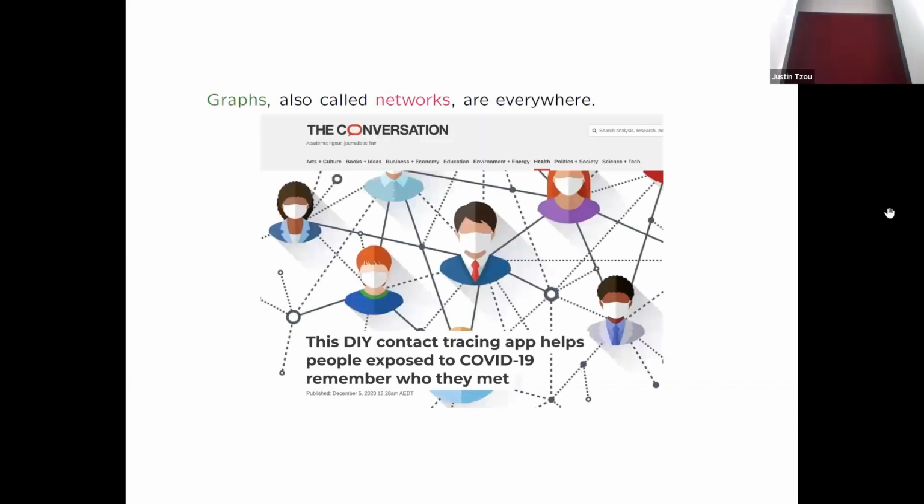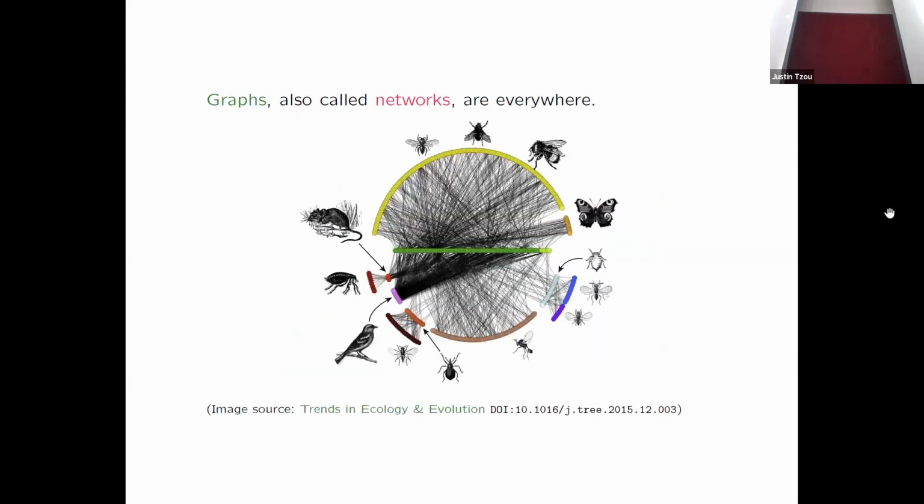So here is an example that we're a little bit too familiar with after the last few years. This is a graphic from a Conversation article from December 2020, and you can see a contact network. So the nodes or vertices represent people, and there's an edge between two people if they have interacted recently, I presume. So I think the general person in the street is a little bit more familiar with networks now than they might have been a while ago.